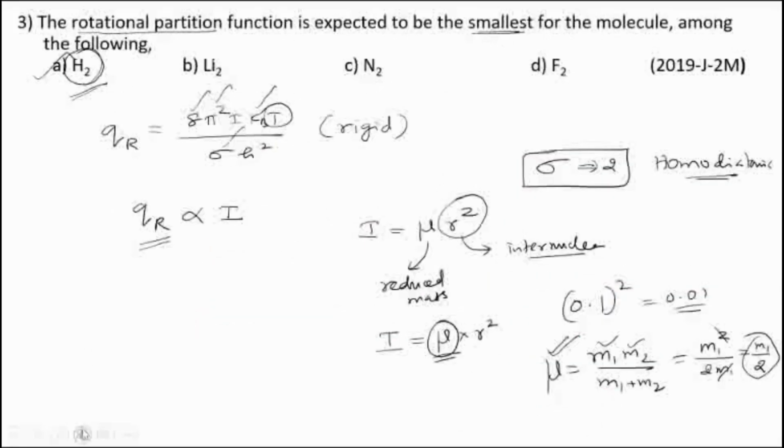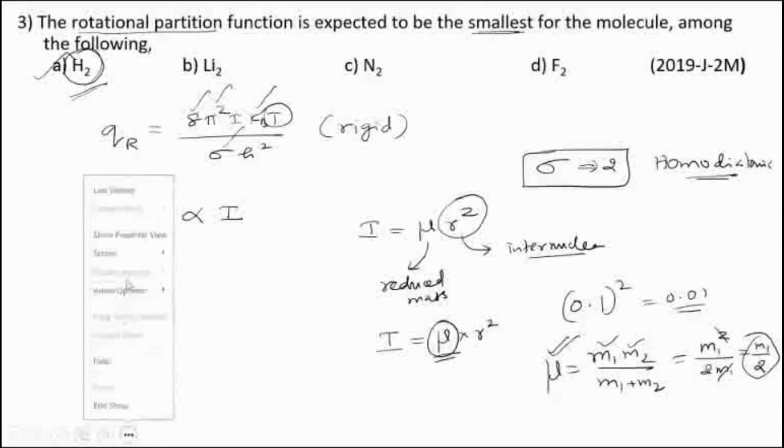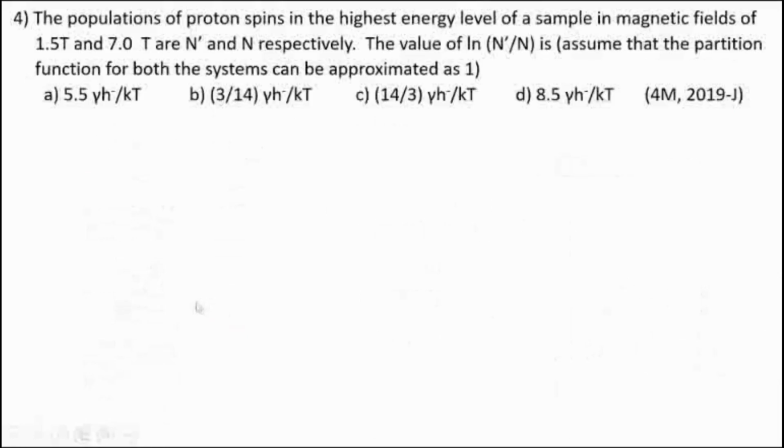Yeah, question number 4. Yeah, so this is question number 4. See, these are the populations of proton spins in the highest energy level of a sample in magnetic field of 1.5 Tesla and 7.0 Tesla are n prime and n respectively. The value of ln n prime by n is, assume that partition functions for both the systems can be approximated as 1. Okay, listen.